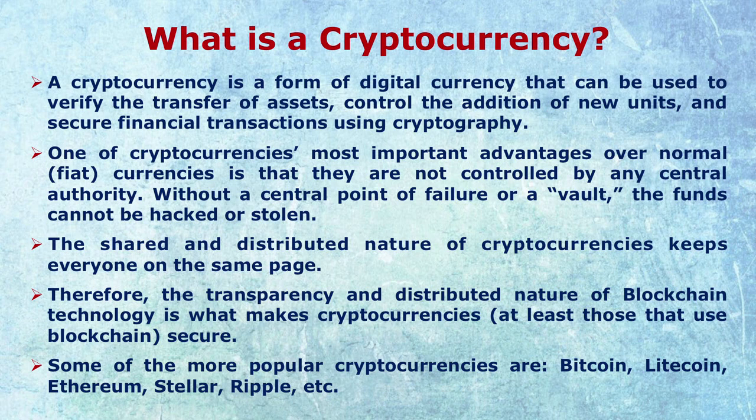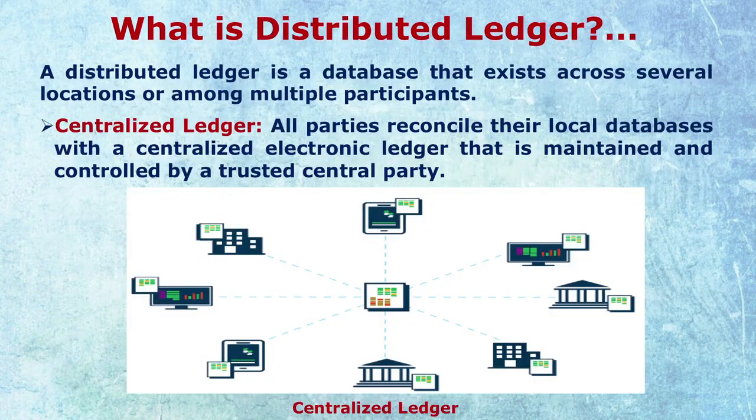The shared and distributed nature of cryptocurrencies keeps everyone on the same page. Therefore, the transparency and distributed nature of blockchain technology is what makes cryptocurrencies secure. Some of the more popular cryptocurrencies you might have heard of are Bitcoin, Litecoin, Ethereum, Stellar, Ripple, etc. Another important component in blockchain technology is the distributed ledger.